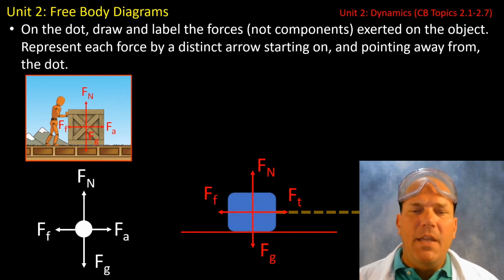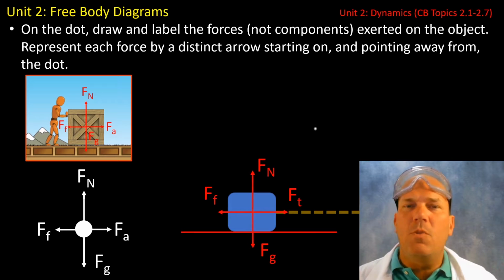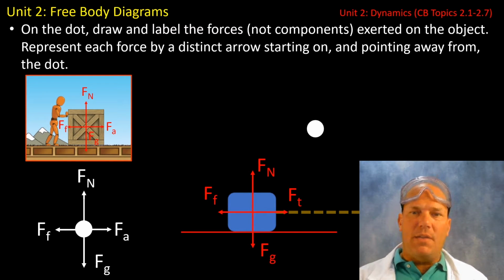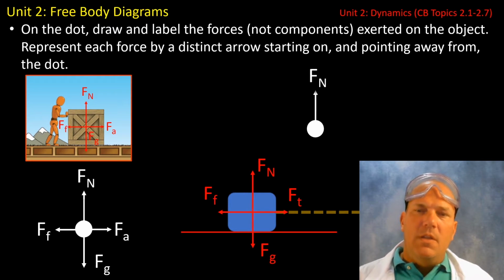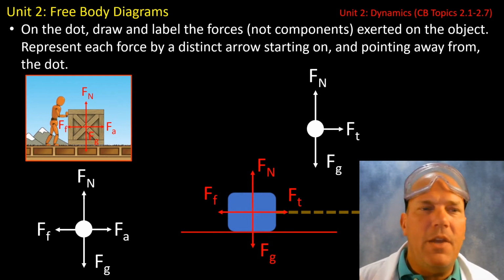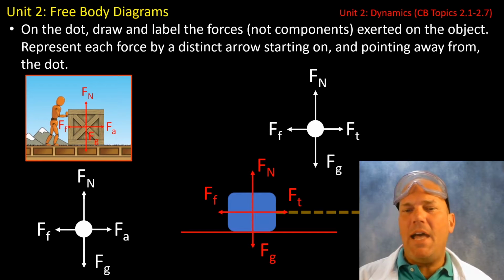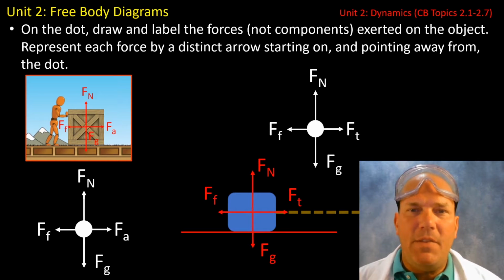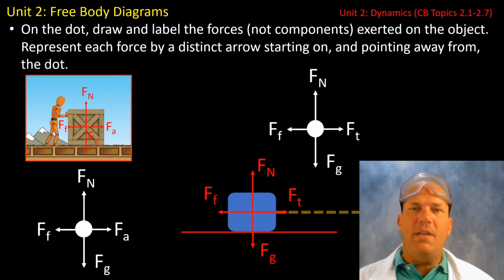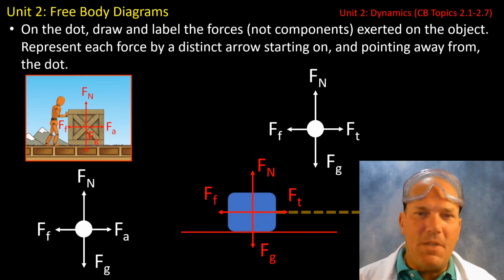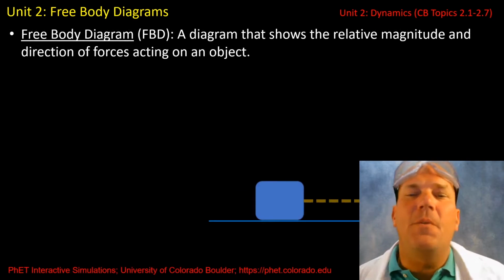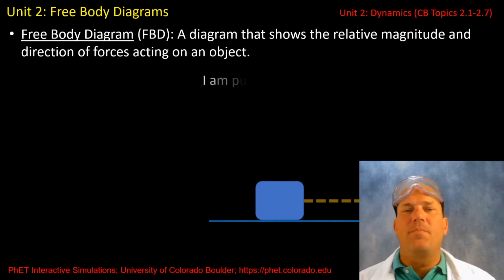Let's go ahead and look at the scenario where I was pulling the object on a rope, pulling it to the right. Well, here would be the free body diagram on this dot representing that motion. Again, recognize the direction and the length of the four forces acting upon the object. All right, so let's get some more practice here.